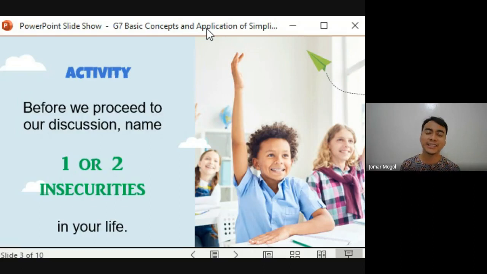How exactly are insecurities? As a matter of fact, I also have my own insecurities in life. One insecurity is when I see someone speaking fluently in English, I envy that person. I am amazed by people who are good at English, because that is one of my insecurities in life. I don't know if I'm speaking fluently right now. I know that in the way I speak and deliver the English language, there are some grammatical errors.